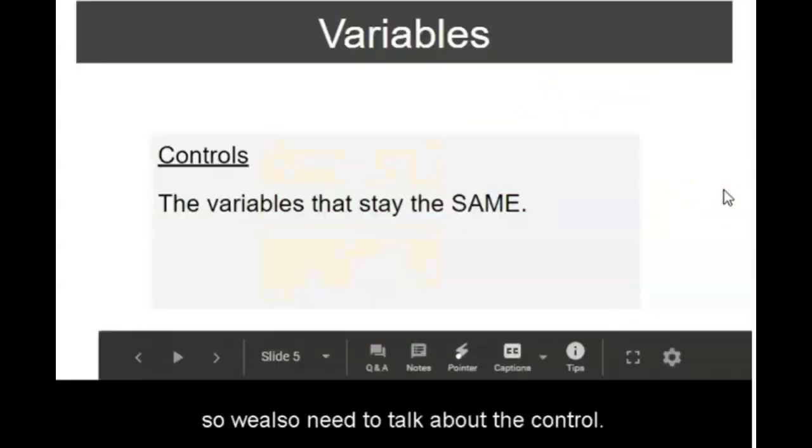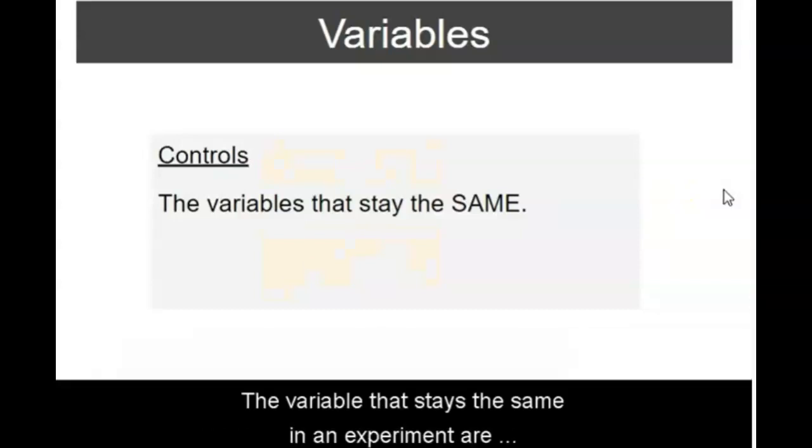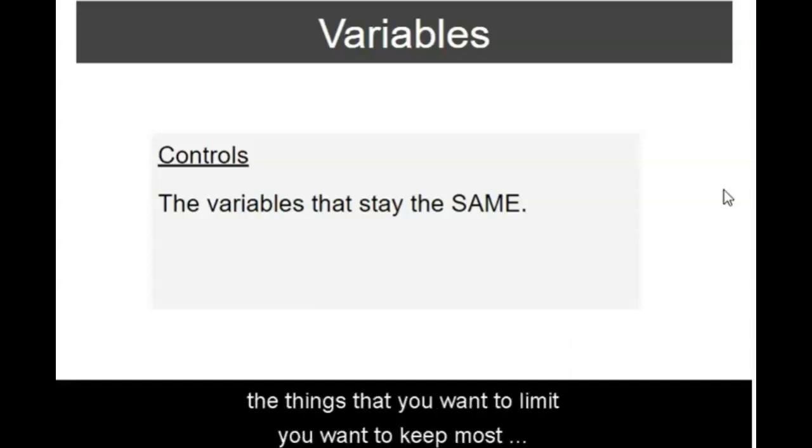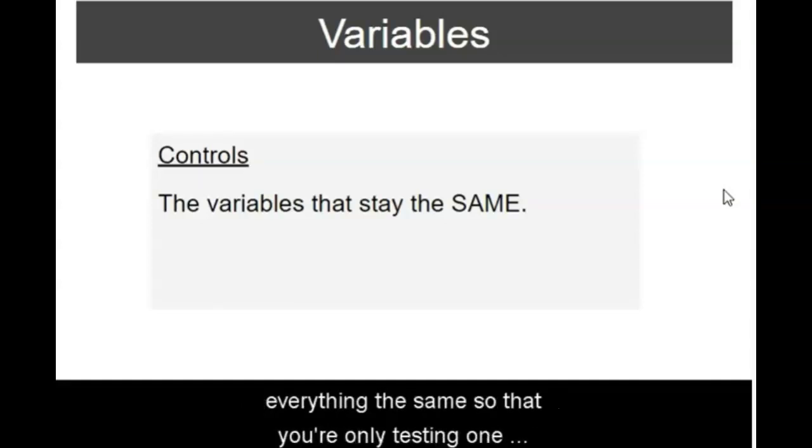So then we also need to talk about the controls. The variables that stay the same in the experiment are what we refer to as the control variables. Those are the things that you want to limit. You want to keep everything the same so that you're only testing one variable, which is your manipulating variable.